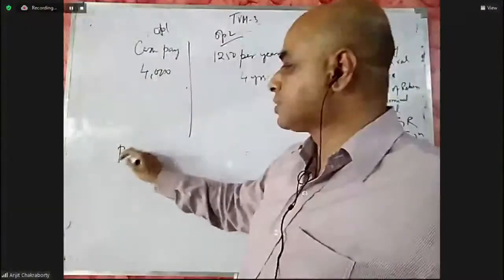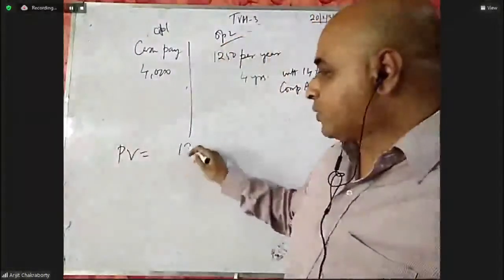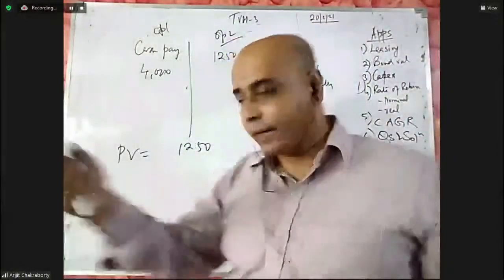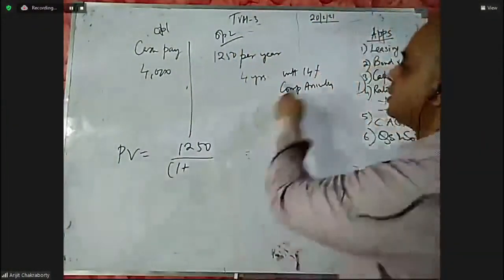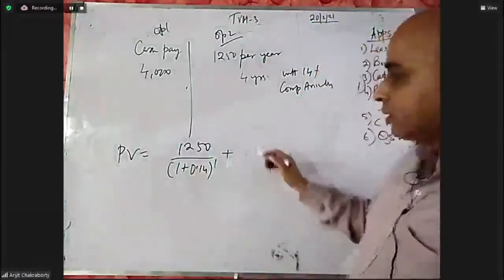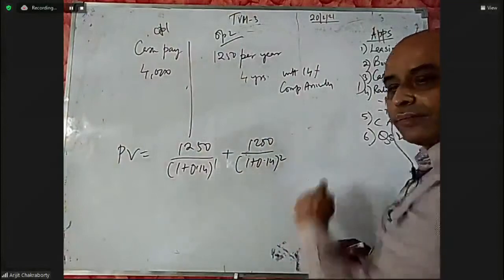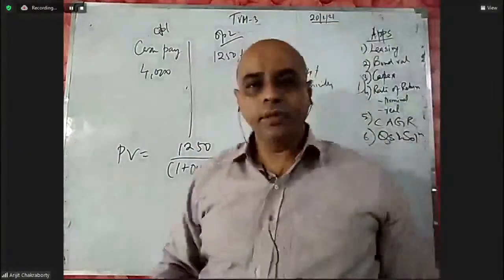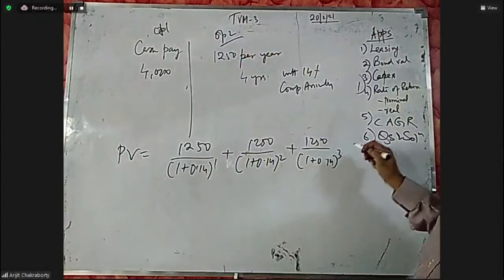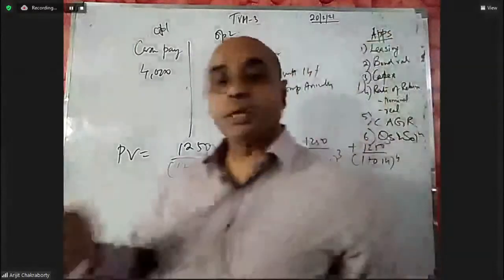To calculate the present value, 1,250 is paid after 1 year. The present value of 1,250 paid after 1 year will be value divided by (1 plus i) to the power n. So 1,250 divided by (1 plus 0.14) to the power 1. After 2 years, 1,250 divided by (1 plus 0.14) squared. In this way it goes on for 4 years. The third year is 1,250 divided by (1 plus 0.14) cubed, and in the fourth year, 1,250 divided by (1 plus 0.14) to the power 4. This will give you the present value.